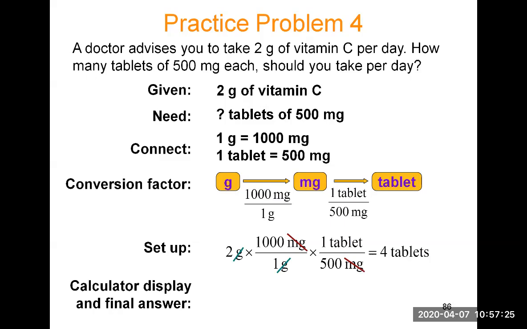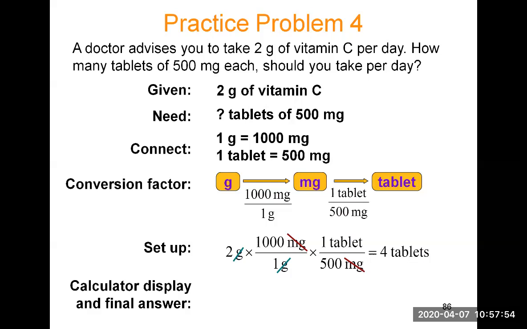Next, we need to calculate that in the calculator. So 2 grams times 1,000 divided by 500, right? Remember the 2 grams here is in the numerator. So you multiply it by 1,000 and you divide that by 500. And so that's 2,000 divided by 500, that's 4. So the calculator answer is 4.